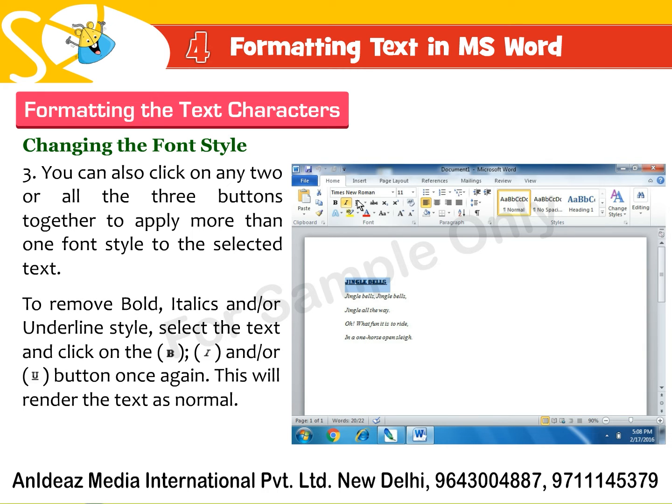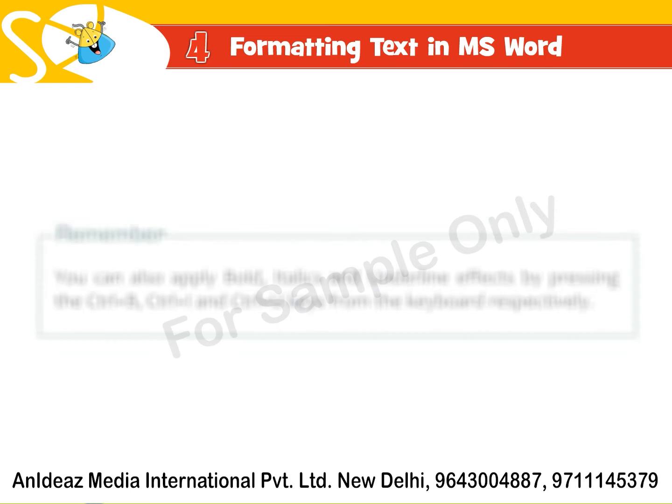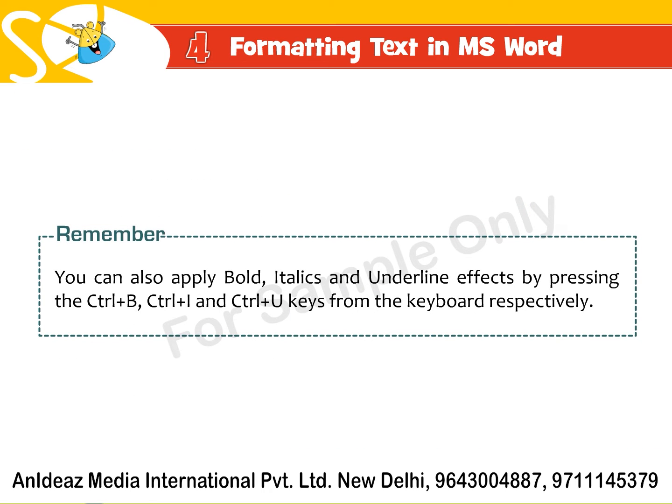To remove bold, italics, and/or underline style, select the text and click on the B, I, and/or U button once again. This will render the text as normal. Remember, you can also apply bold, italics, and underline effects by pressing the Ctrl+B, Ctrl+I, and Ctrl+U keys from the keyboard respectively.